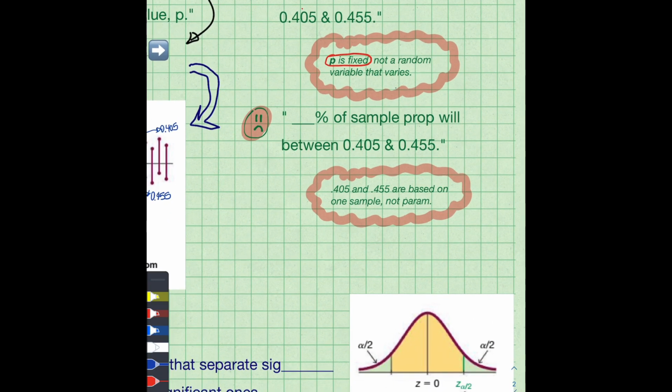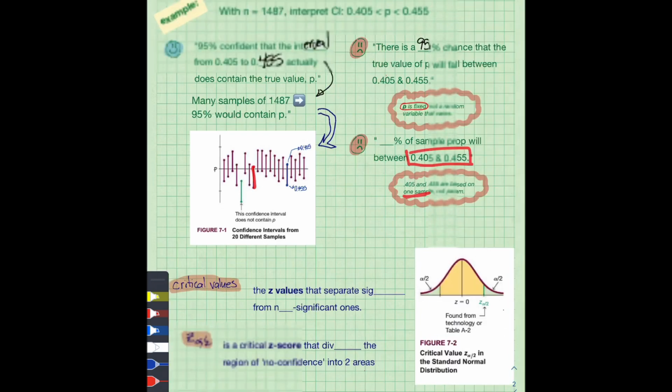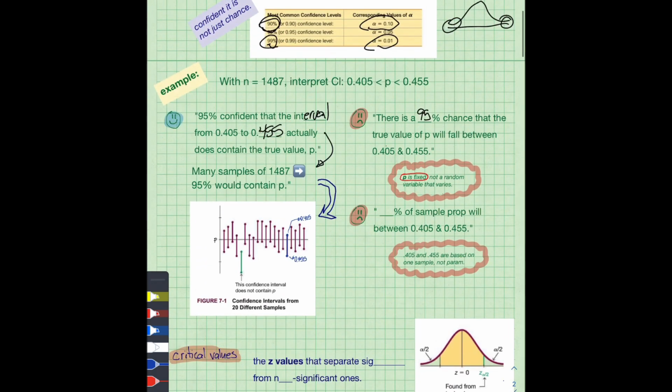Here's another even worse way. We are 95% of the sample populations will be between that and that. This is based on a particular sample, right? Any one of these is just one particular one. All right. That, by the way, I think is the toughest thinking part of this whole unit, whole chapter. How do I interpret this? What does this mean?